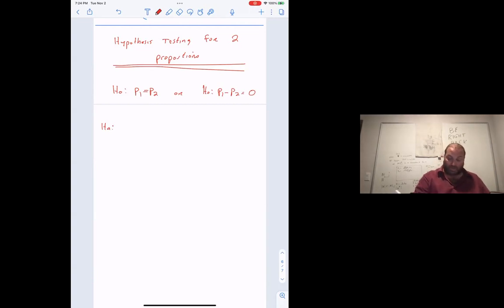If P1 minus P2 is not 0, what are the 3 possibilities? P1 is greater than P2, so P1 minus P2 is greater than 0. P1 minus P2 is less than 0. And it does not equal 0.